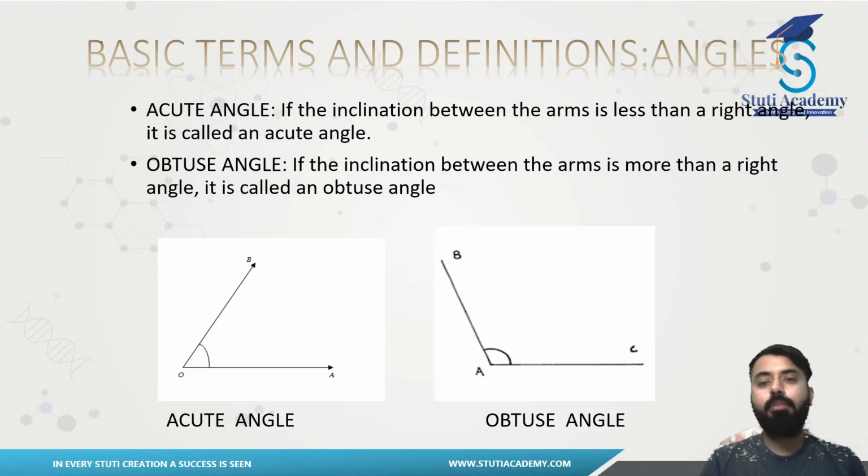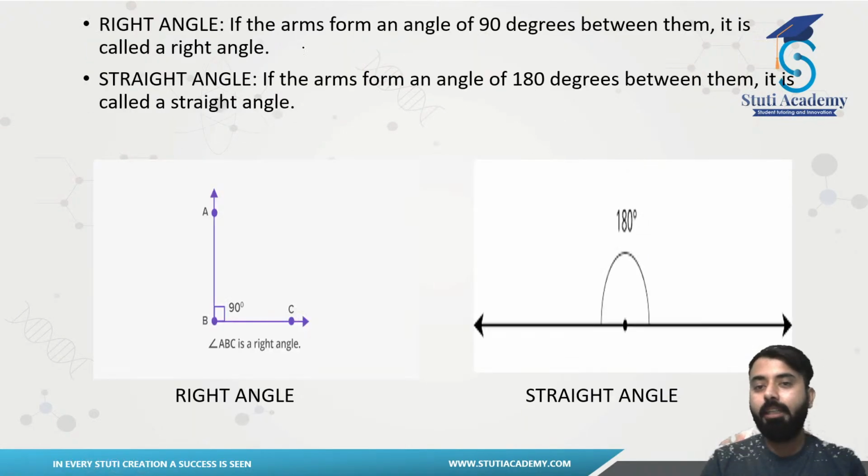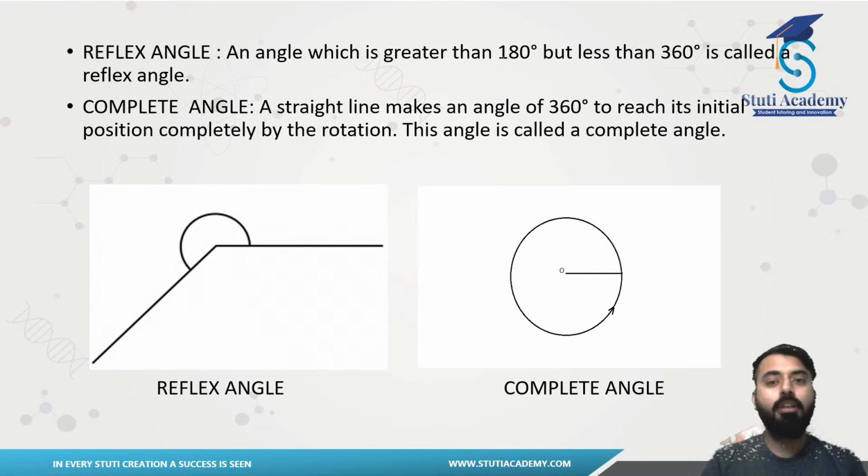So basic terms, now you can just get this one. Less than 90 will be acute. More than 90, less than 180, obtuse, already explained. Right angle, exactly 90. Straight angle, exactly 180 degrees. Then reflex, which is greater than 180 but less than 360, already explained.